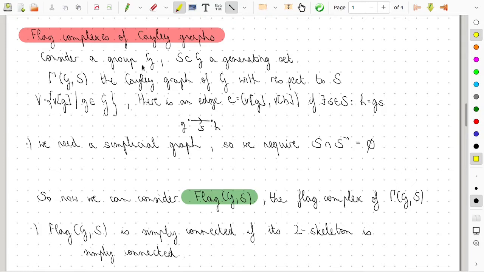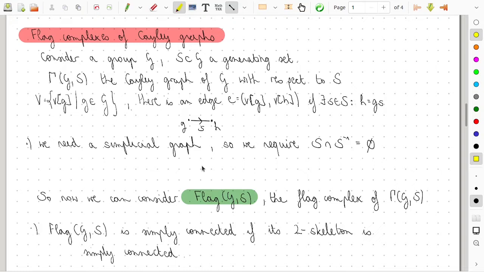Consider a group G, a subset S in G, which is a generating set. Then gamma, the Cayley graph of G with respect to S, is a graph whose vertices correspond to group elements. I note them V_g. And there's an edge from V_g to V_h if I can find a generator s such that h equals gs. And I always draw the following picture. This is a vertex corresponding to the element g. This one corresponds to h. And this is the edge labeled by s.